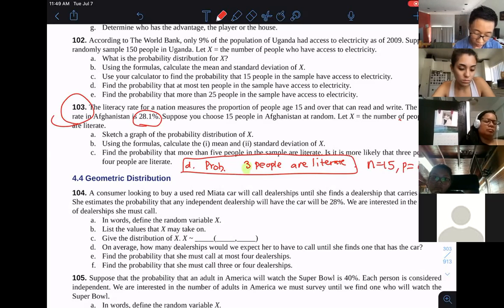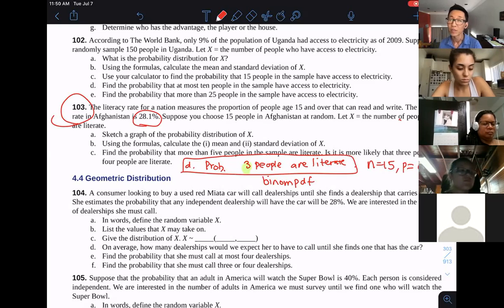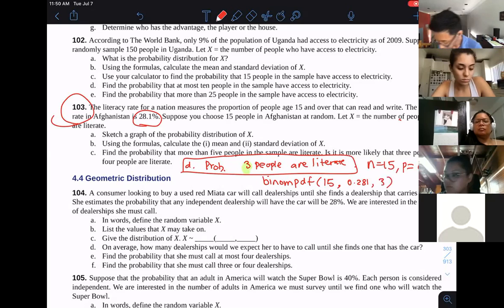So if I were to use the calculator, it'd be binom PDF. Binom PDF calculates the probability of getting a particular number of people saying yes, right? So it could be 3, it could be 5. Here it says 3. I just made it up. So then I'm going to pick 15 for N, 0.281 for P, and then 3 for X.